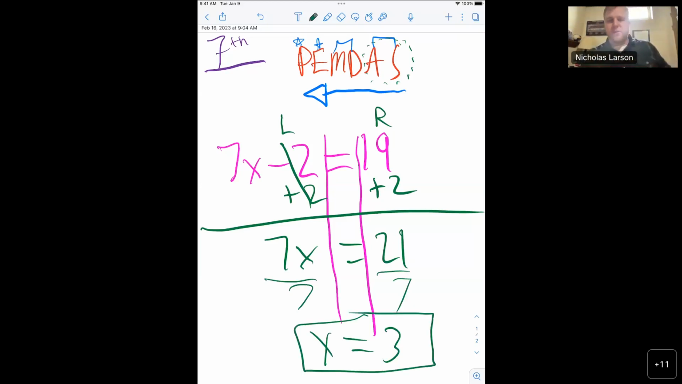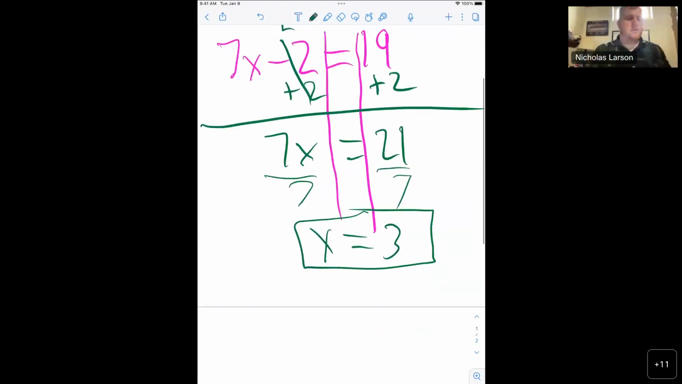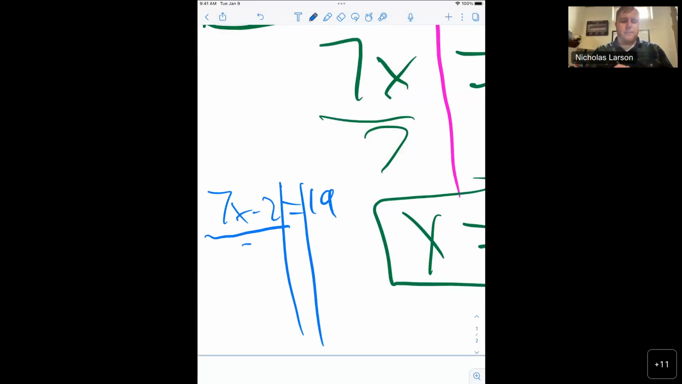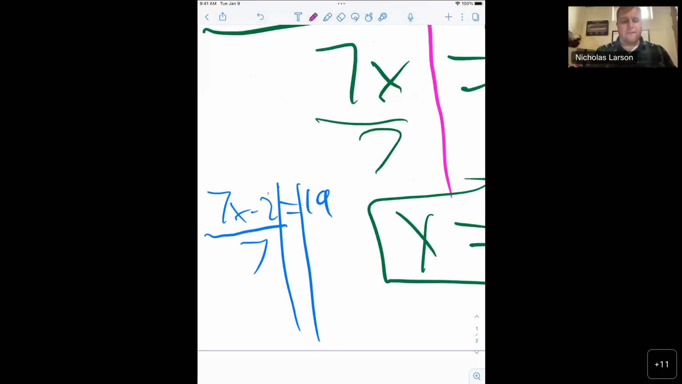So when we're trying to solve these two-step equations, it's super important that we do addition and subtraction first before we do multiplication and division. Because here's why. If I were to take that same problem and try to divide first, look how messy it gets. I have to divide by 7x and I have to divide by -2. And -2 over 7 gives us a fraction, a decimal. It's not very nice.